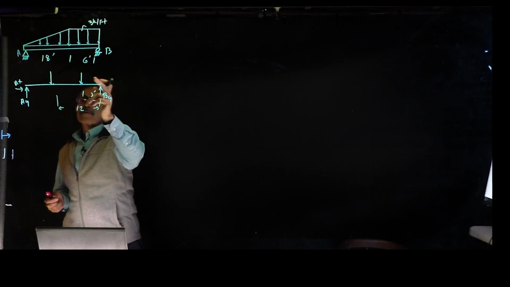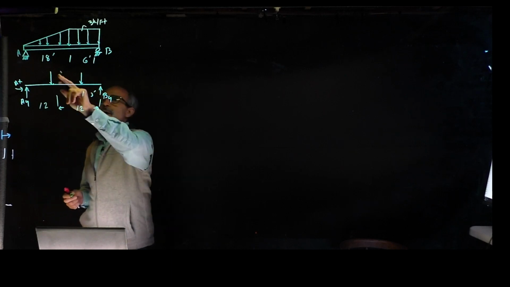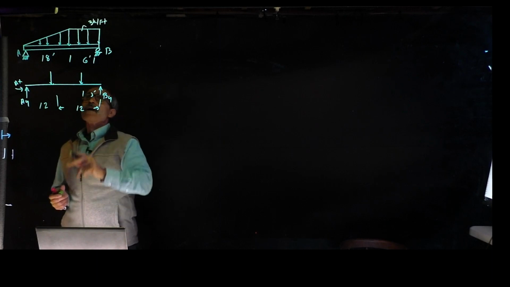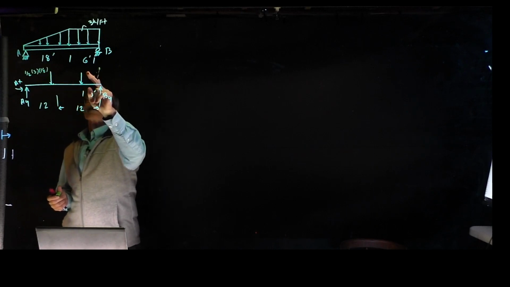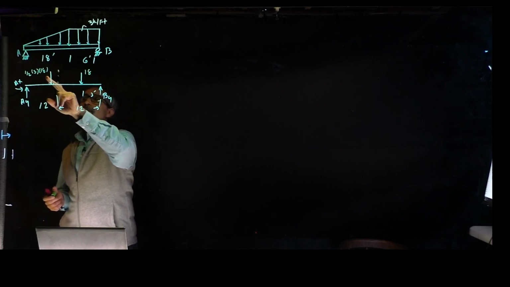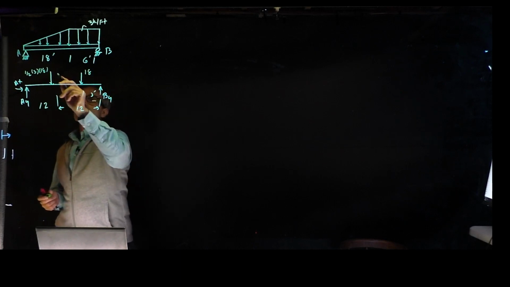So the magnitude of this one is going to be 1/2 of 3 times 18. This one is 3 times 6, which is 18. So 18, and that's going to be 27, I believe.